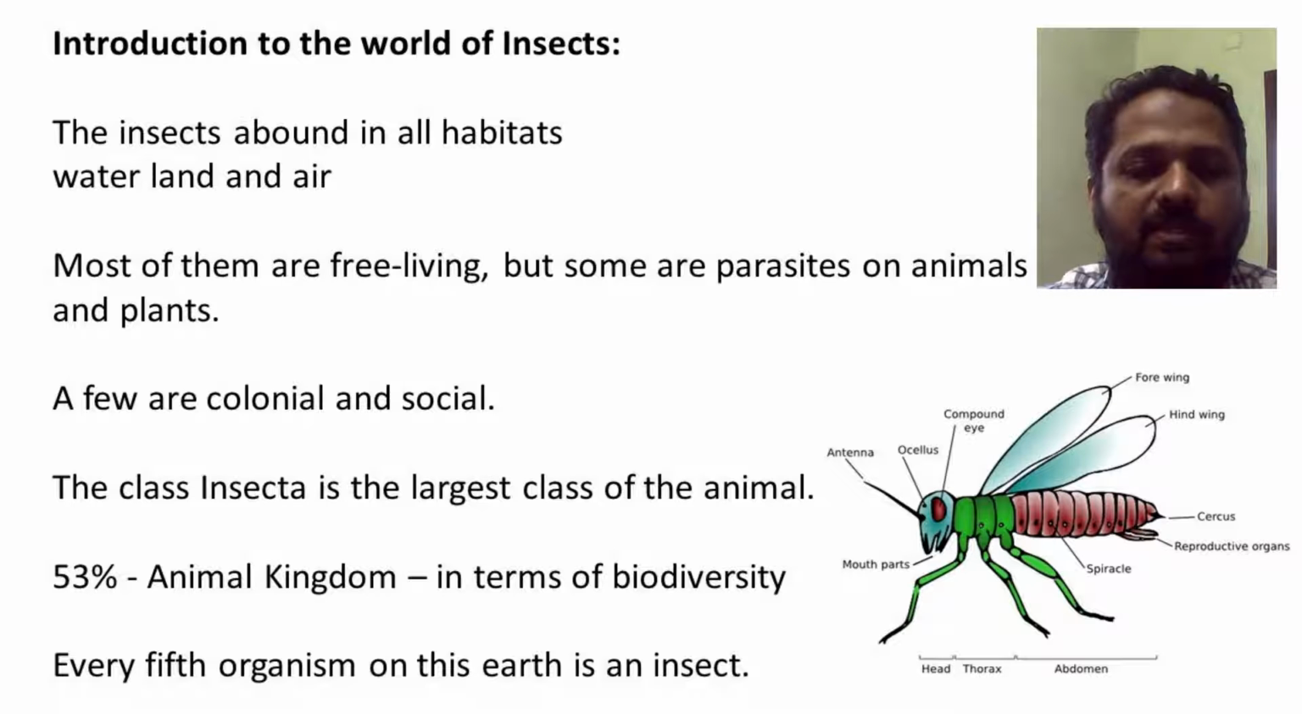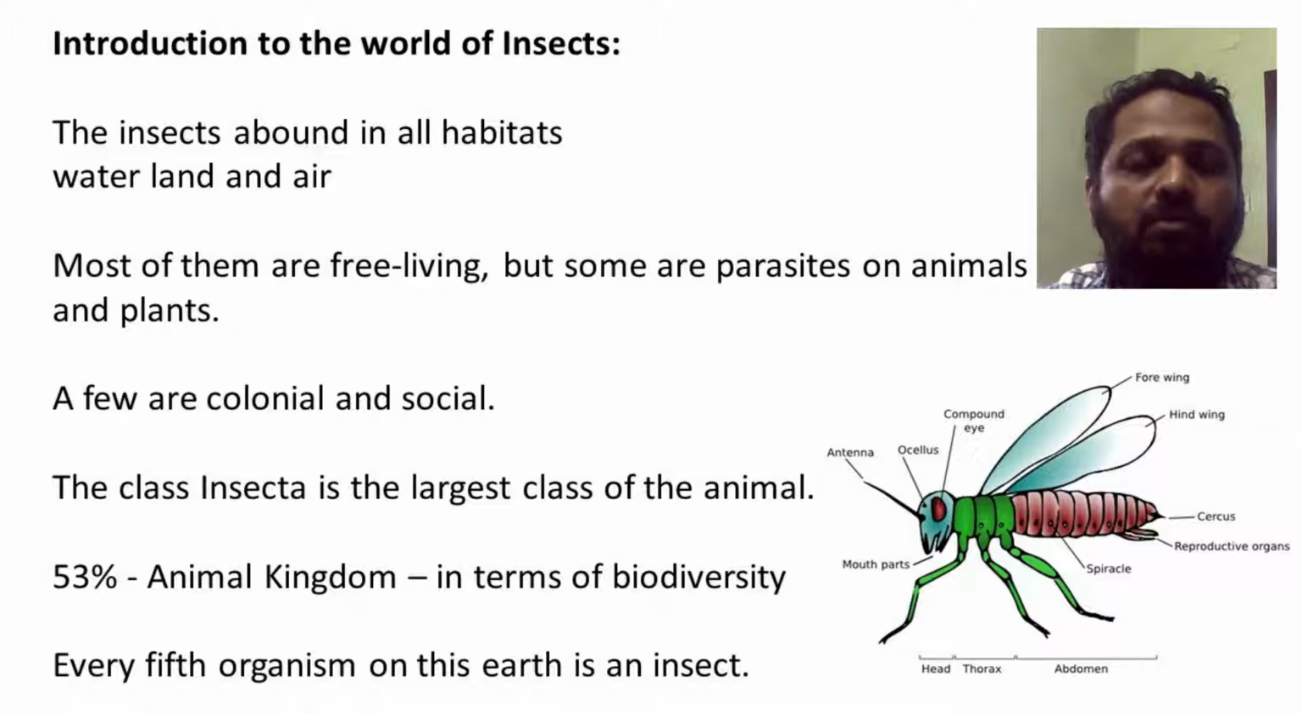The class Insecta is the largest class of the animal kingdom. Nearly 53% of the animal kingdom is contributed by insects in terms of biodiversity. Every fifth organism on this earth is an insect.